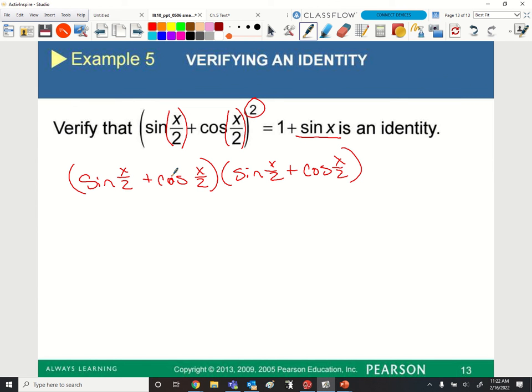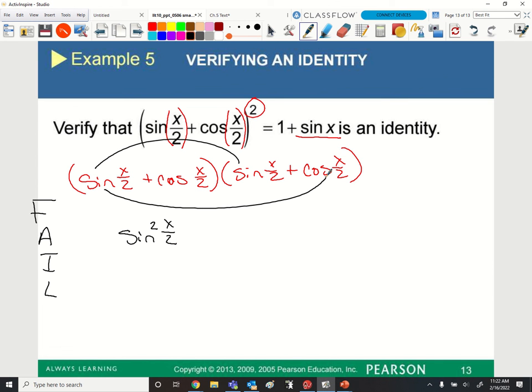And what is everyone's favorite thing to do? FOIL. Yep, got to FOIL this. So let's go ahead and FOIL. Right here, multiply the first 2. Sine times sine is going to be sine squared x over 2. And then the next one is all the way across, which is going to give me a positive, so it's a plus cosine x over 2 times sine of x over 2.